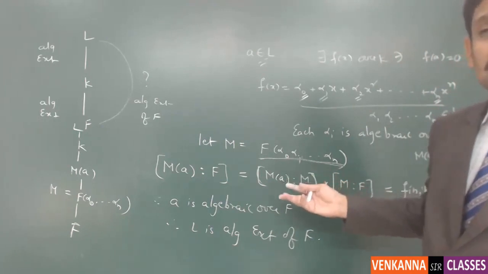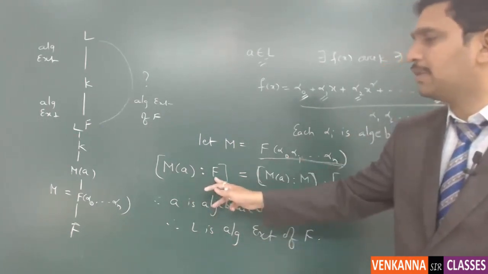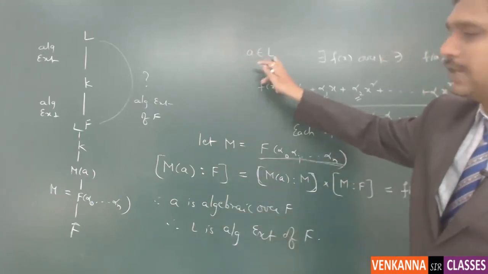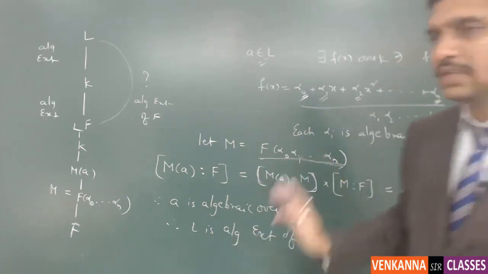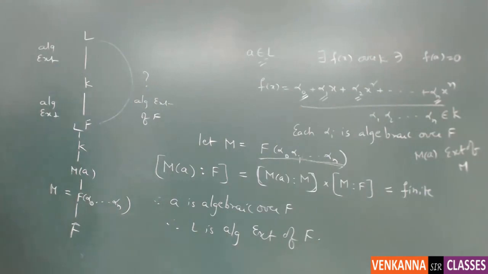Every finite extension is algebraic. So A is algebraic over F. Actually, A belongs to L. Therefore, L is an algebraic extension of F. This completes the proof. However, the logic seems to be somewhat confusing, but you just remember the hierarchy while presenting on paper. That is enough for you.